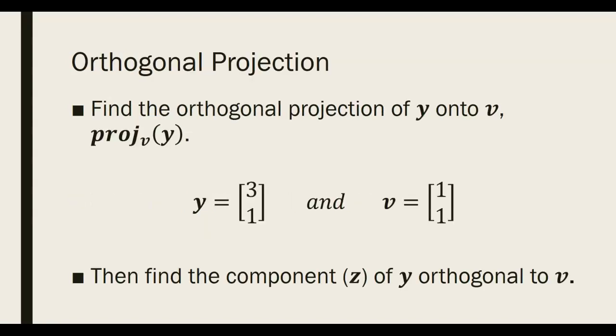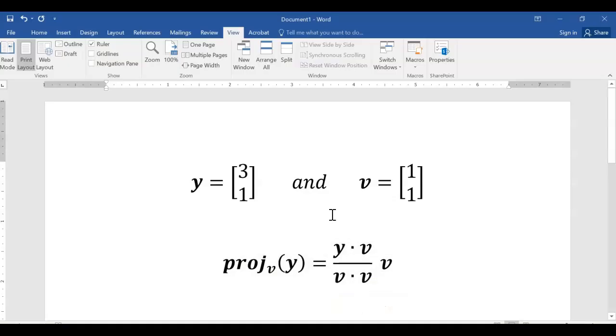All right, so let's go ahead and do this. Let's find an orthogonal projection of y onto v, where y is (3, 1) and v is (1, 1). And then let's find the component z of y orthogonal to v. We've done a lot of projections, so I'm going to go through that pretty quick. If you need a refresher on that, go to previous videos. But I think we've done this problem before.